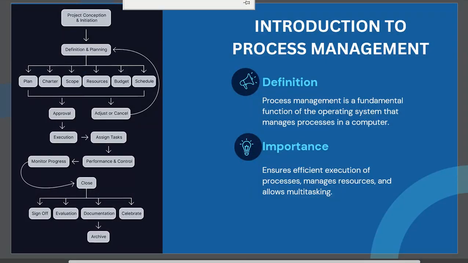Introduction to process management. Process management is a key part of an operating system. It helps the computer run many programs at once by managing how processes are executed and using resources efficiently.